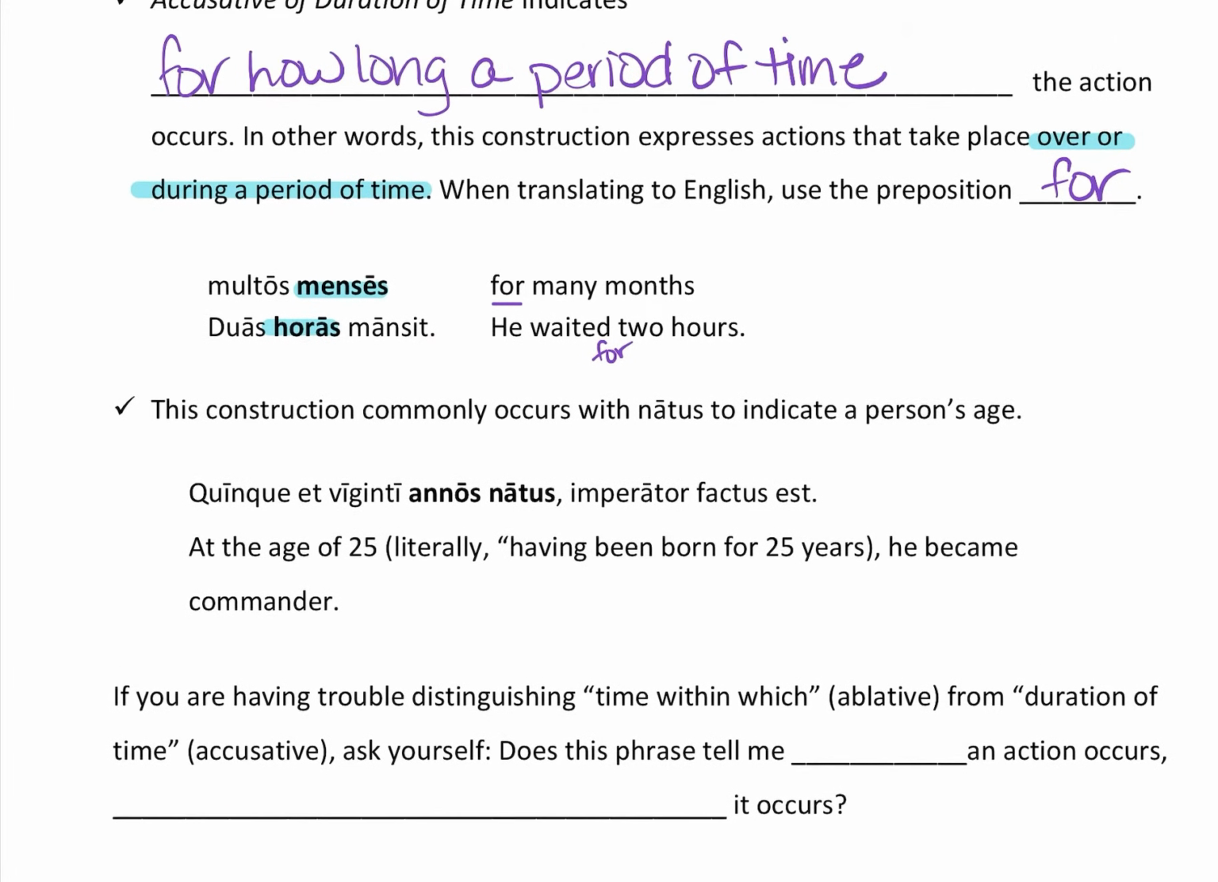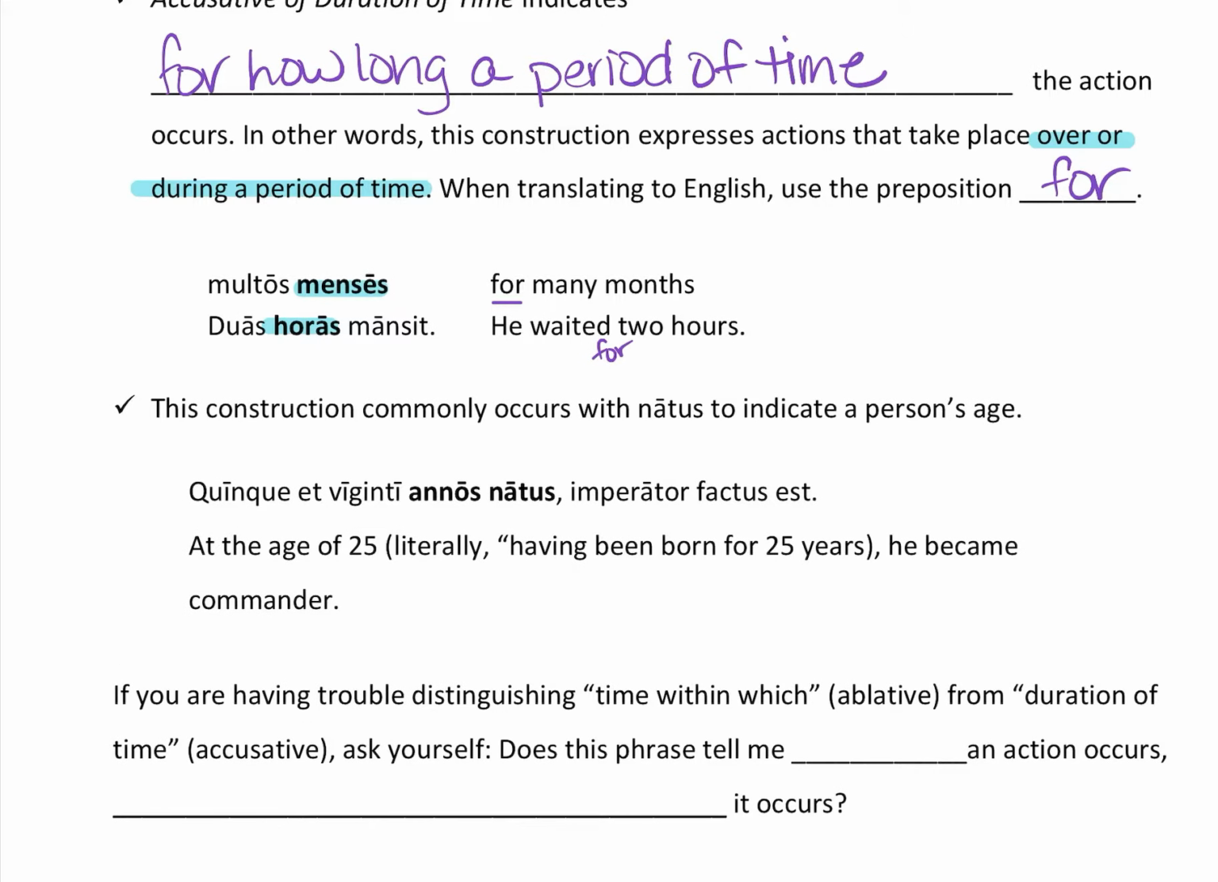Right, this construction commonly occurs with natus to indicate a person's age. So they didn't have a phrase that literally translated 3 years old, but they would use it with annos, so natus annos, and again here in the accusative. So quinque et viginti annos natus imperator factus est. At the age of 25, literally having been born for 25 years, that's why we're using natus, he became commander. Again, this is in the accusative.